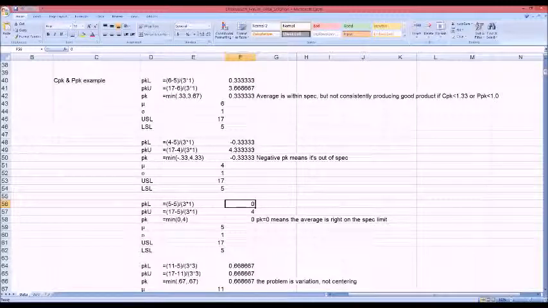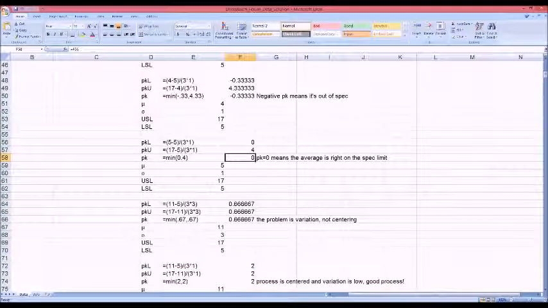And then again, you do the same calculation for upper. It comes out to 4, which is good. It's just you got to use the minimum value. So minimum value is 0. Okay? So it means that my average is right on the spec. Negative means I'm out of spec. My average is out of spec. Positive means my average is within spec. 0 means I'm right on the spec. Depending on, and the way that you tell which spec you're right on, if your lower is 0, then you're on your lower spec. If your upper is 0, then you're on the upper spec limit. Okay?